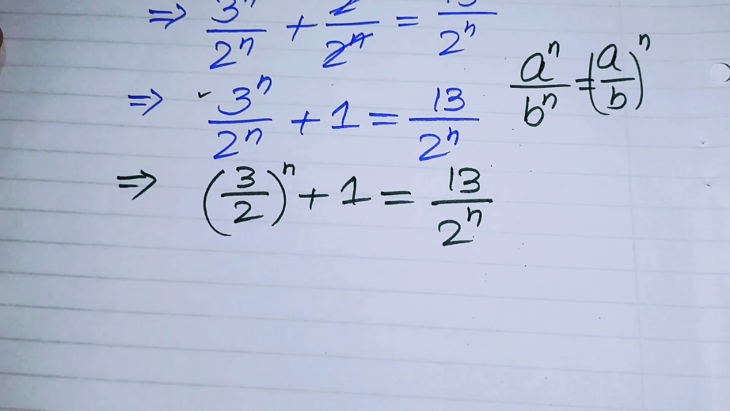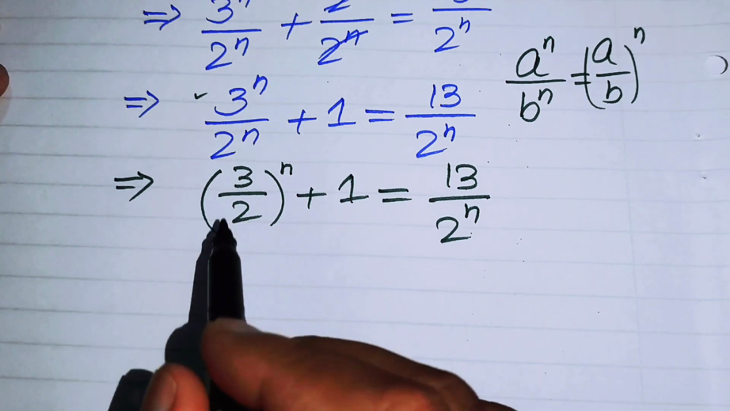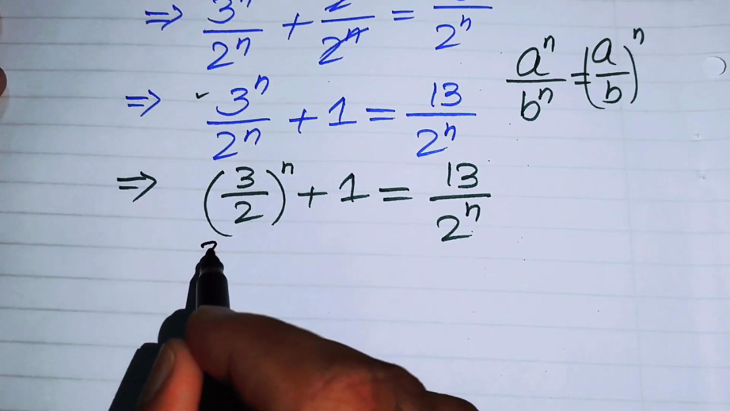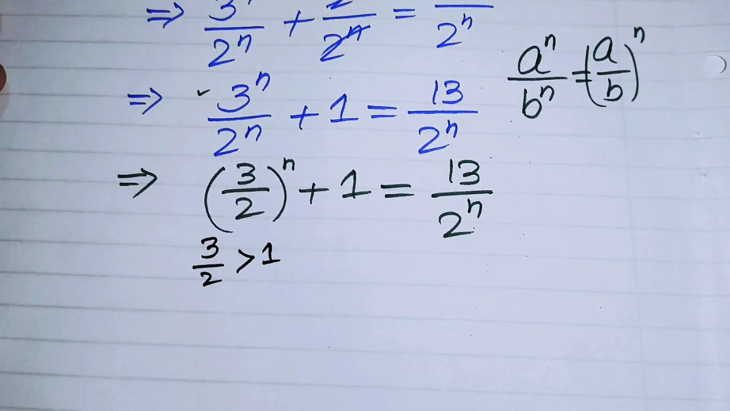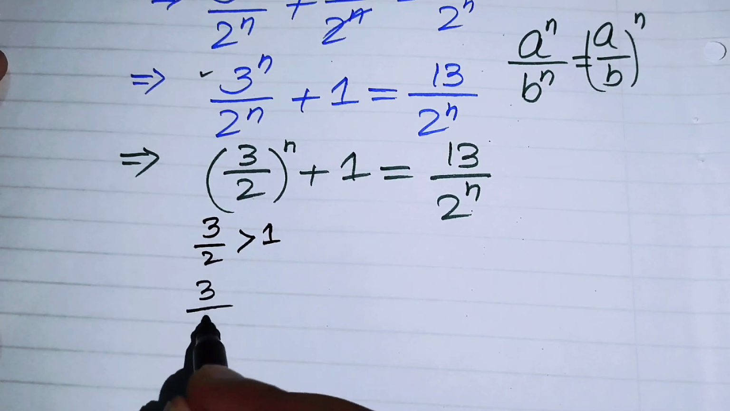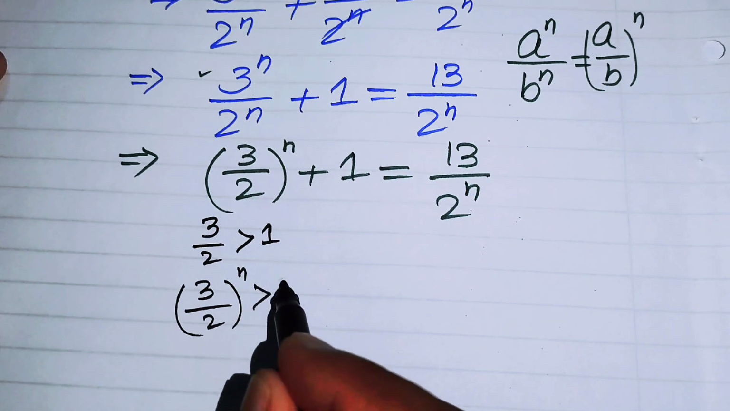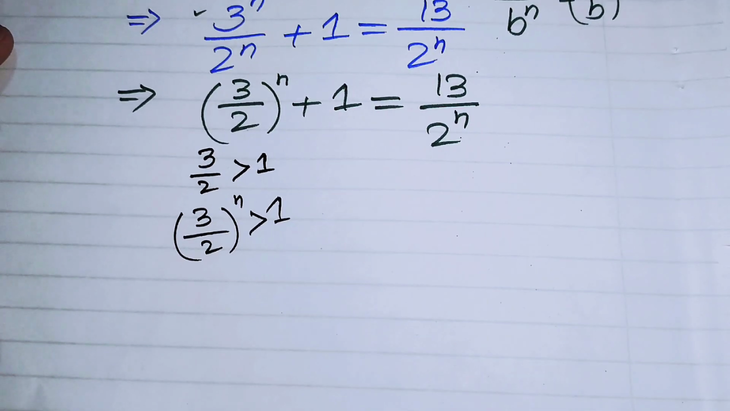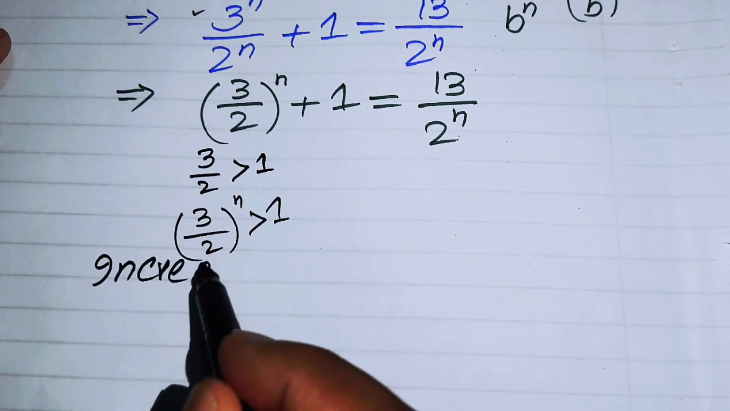And now you can focus on both sides, and you see that in the left hand side we have 3 over 2, and this 3 over 2 is greater than 1. And if 3 over 2 is greater than 1 and we take the exponent n, then it means that 3 over 2 to the whole power n is greater than 1. So if 3 over 2 to the power of n is greater than 1, then it means that this function is increasing function.